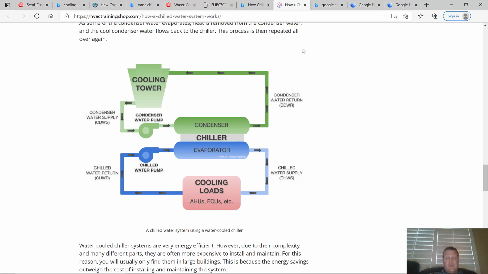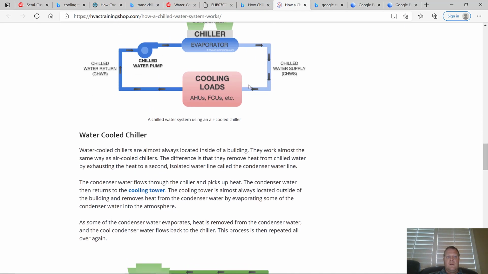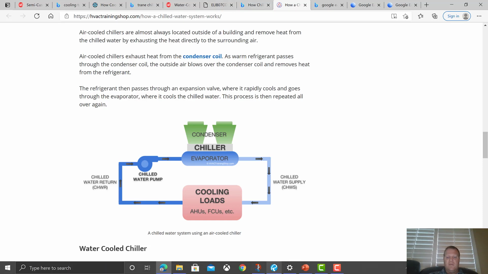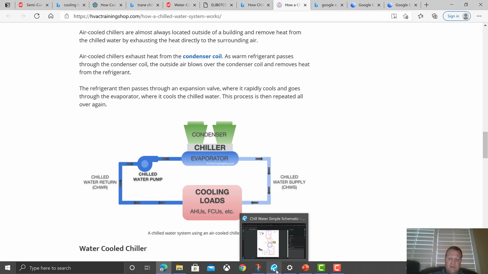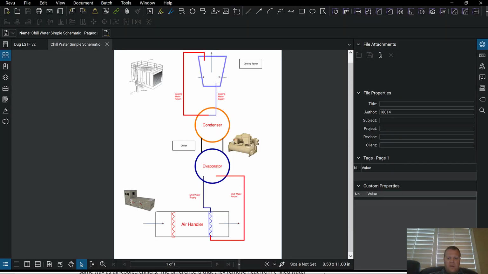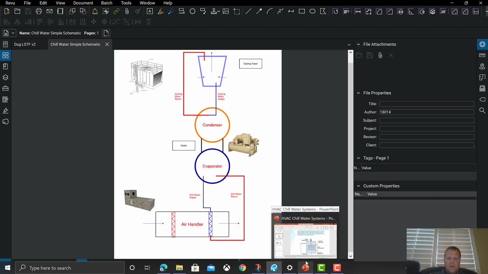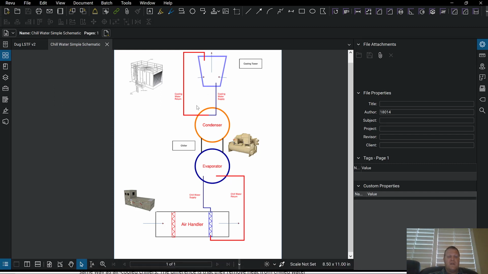All right, let's go make this a little more difficult. Let's go back to PowerPoint. There was another version of this. We'll go back to PowerPoint in a second. There's air-cooled chillers as well, but I chose liquid-cooled chillers.